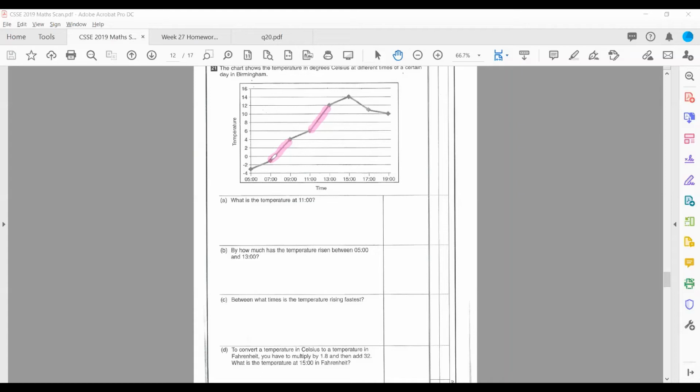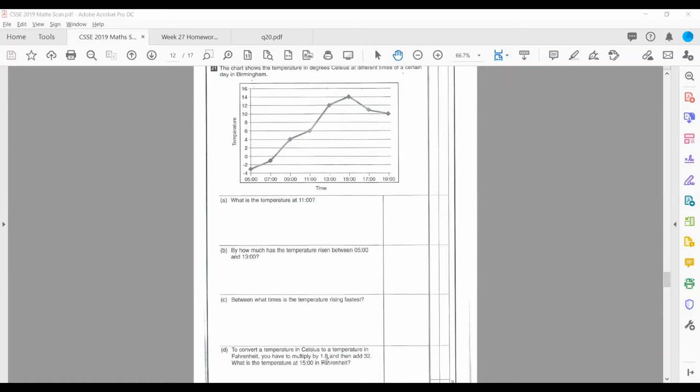If you look here, between 7 and 9, the temperature went from 1 degree to 4 degrees, so that's a difference of 3 degrees. And at 11 o'clock, the temperature was 6, and at 1 o'clock, the temperature was 12, so this is a difference of 6 degrees. So your temperature is rising fastest between 1100 hours and 1300 hours. So that would be your answer there. Let me just clear that off, and we're going to have a look now at part D.